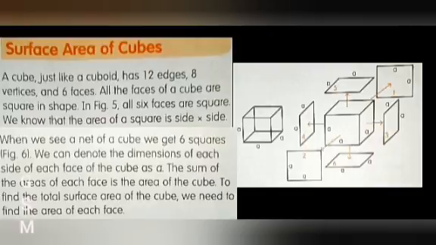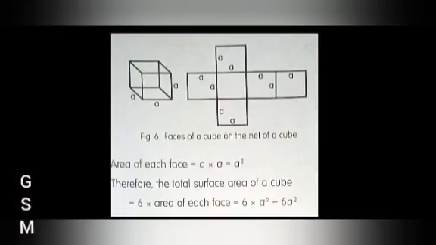We can denote the dimension of each side of each face of a cube as A. The sum of the areas of each face is the area of the cube. To find the total surface area of the cube, we need to find the area of each face. The area of each face equals A into A equals A squared. Therefore, the total surface area of a cube equals 6 into A squared, which is 6A squared.